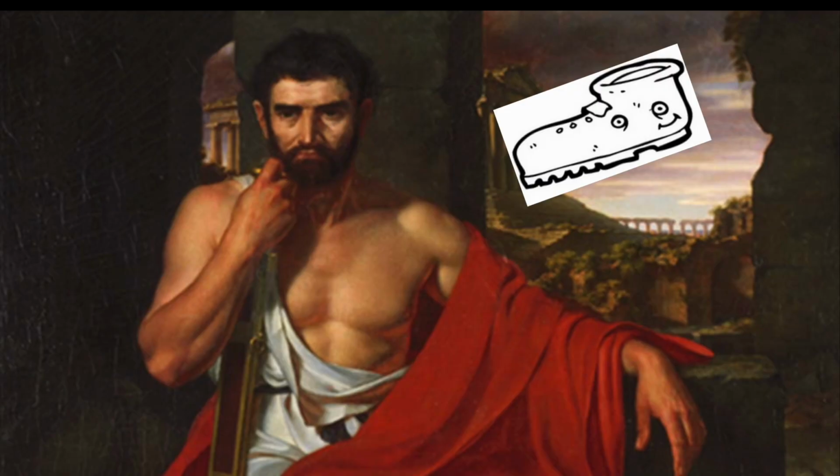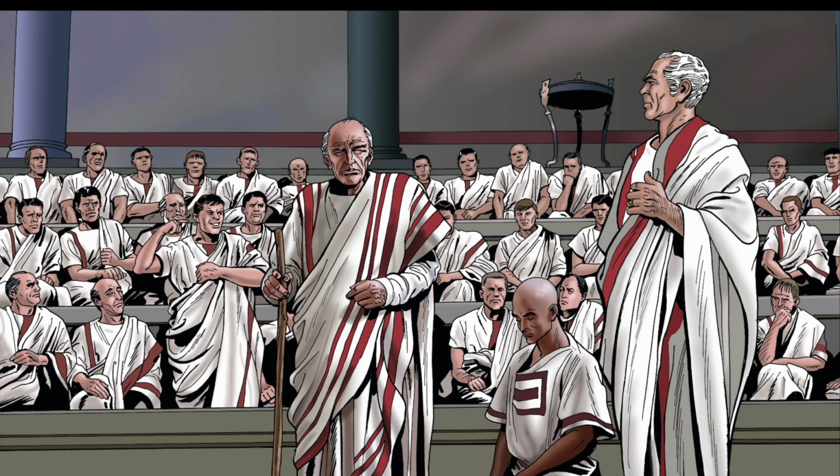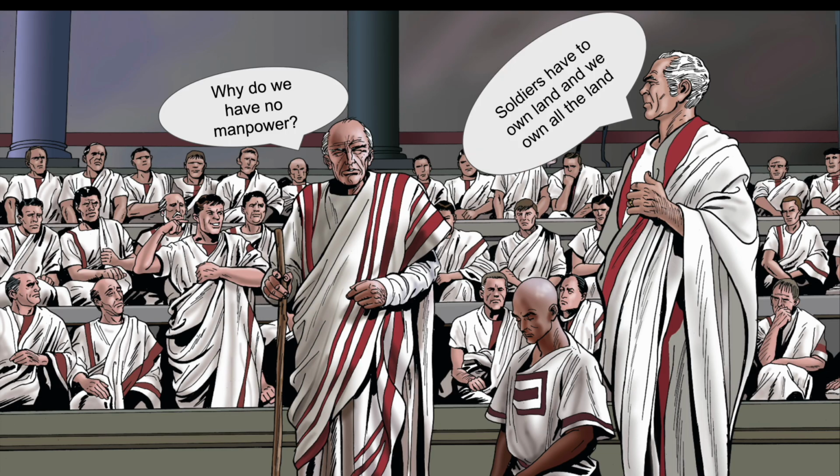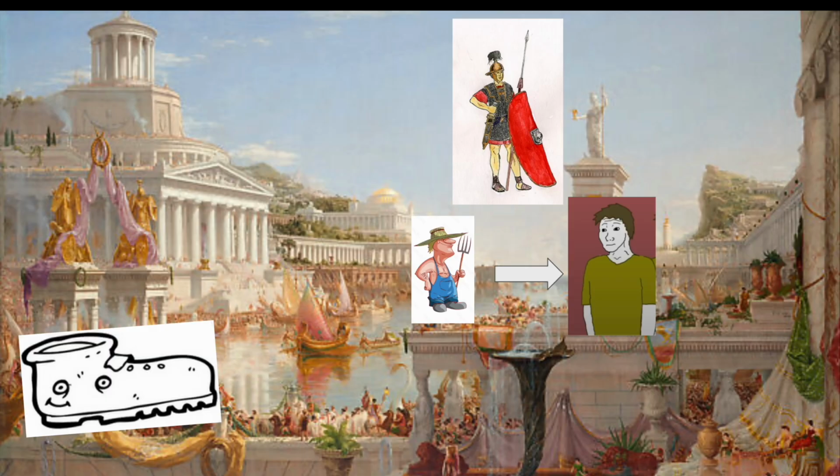A couple of decades later, a figure named Gaius Marius emerged. He attempted to address the manpower crisis. You see, the Roman military had a landowning requirement, but now the patricians owned all the land. Marius enacted reforms in 107 BC, which allowed landless citizens to serve in the Roman army. These reforms changed the composition of the army from landowning citizens to members of the urban poor.